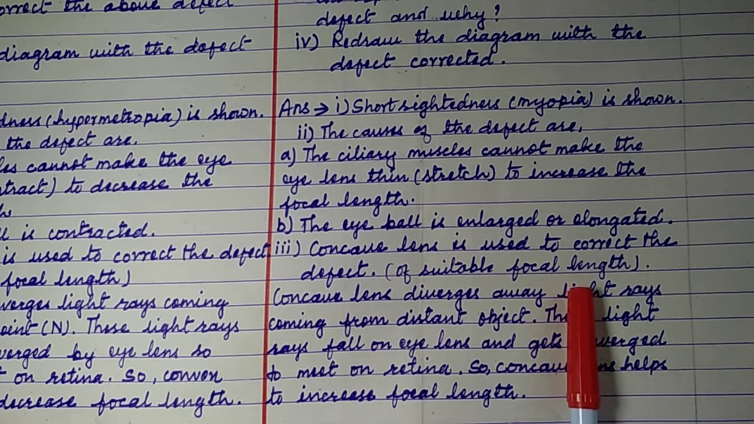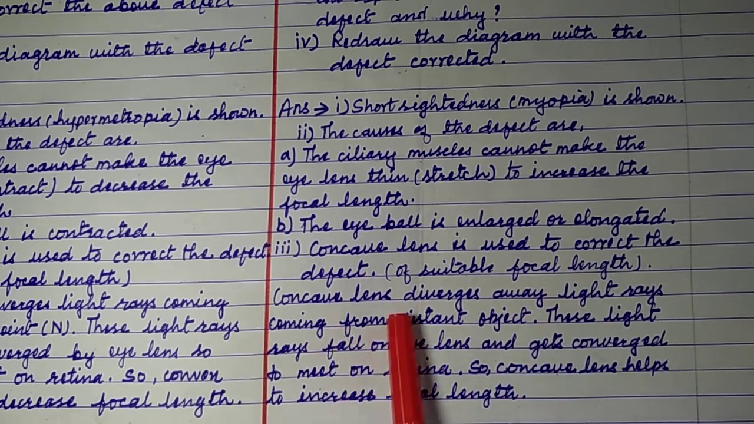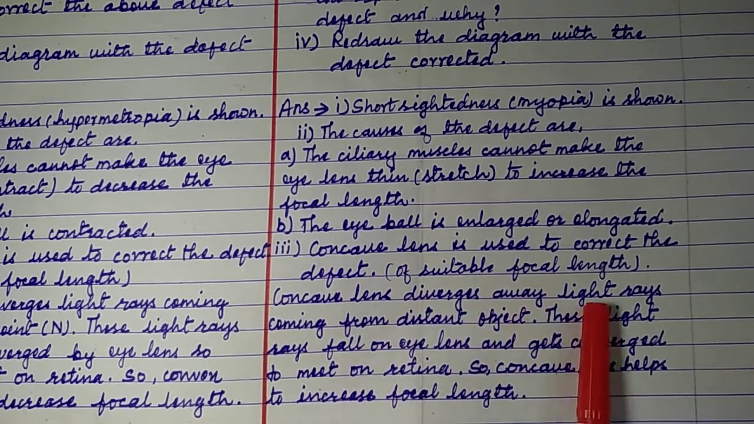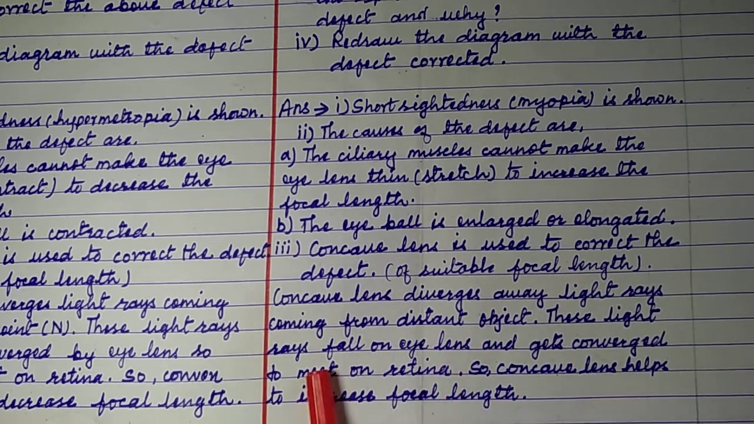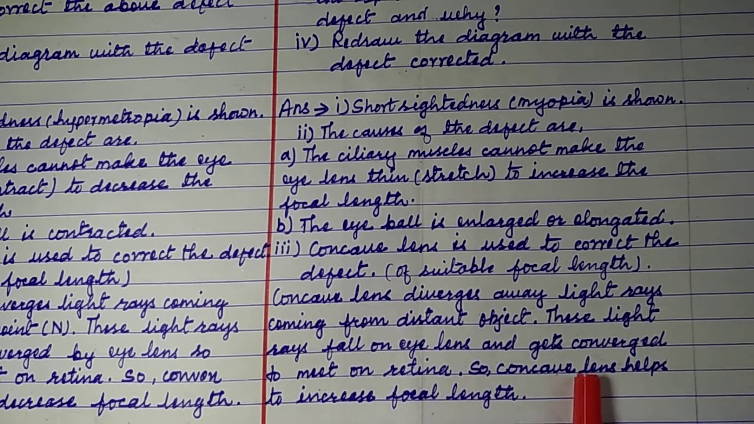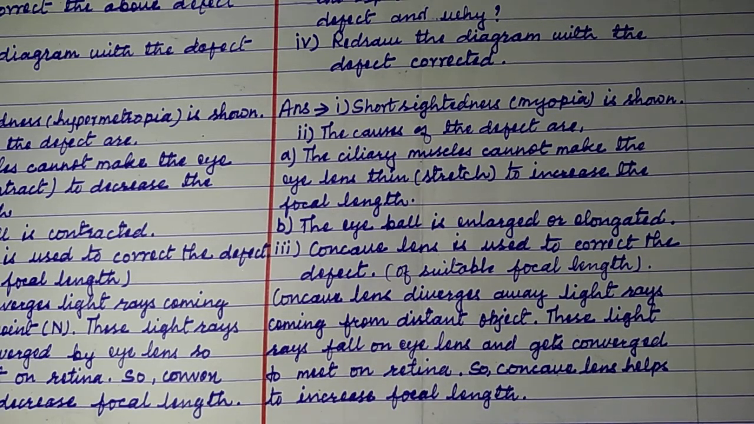Concave lens of suitable focal length should be used. Concave lens diverges away light rays coming from distant object. These light rays fall on the eye lens and get converged to meet on the retina. So concave lens helps to increase the focal length.